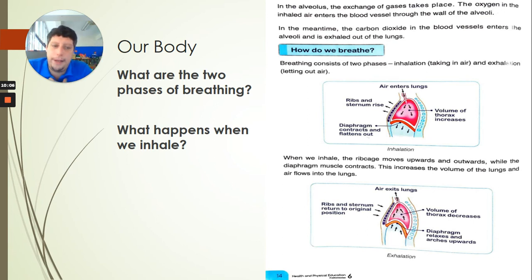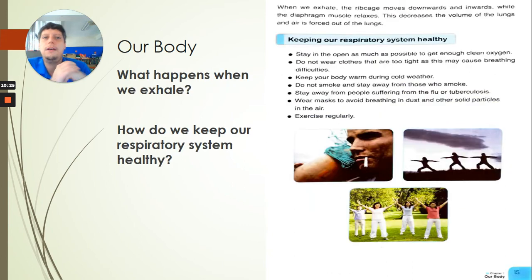So air is coming out, so you're exhaling. And if you do the same thing, you'll feel that your lungs are getting smaller, your rib cage gets smaller, and your diaphragm returns back to normal. Okay? So let's go into a bit more detail.